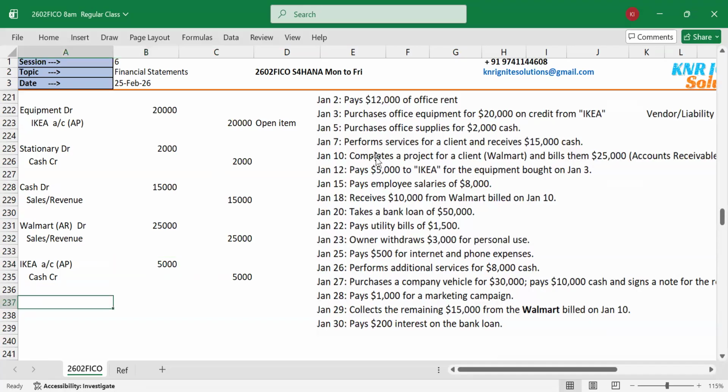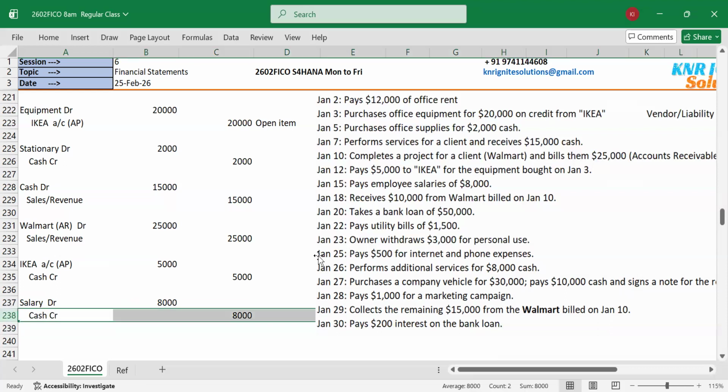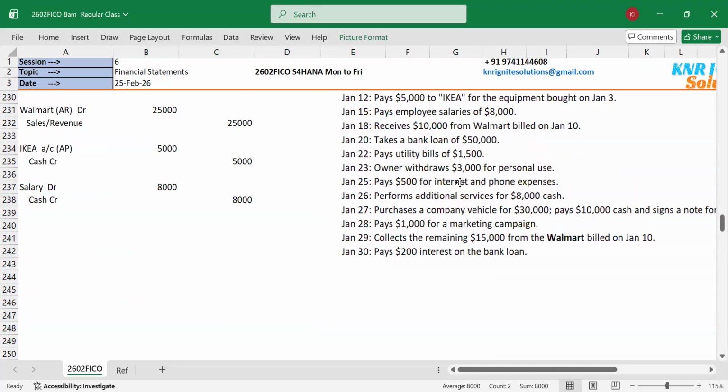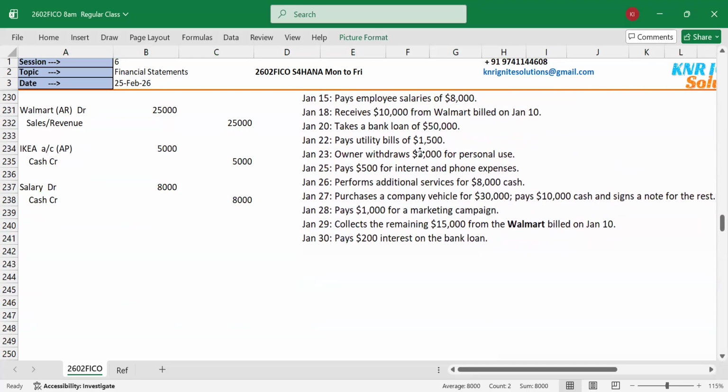Okay, next transaction: pays employee salaries. By the end of the month or mid-month, they paid salaries to the employees, 8,000. Salary account debit, cash or bank credit. Salary is an expense account, so I'm putting salary as a debit, and cash is going out, so I'm putting it as a credit. These are the fundamental rules that we have seen already.